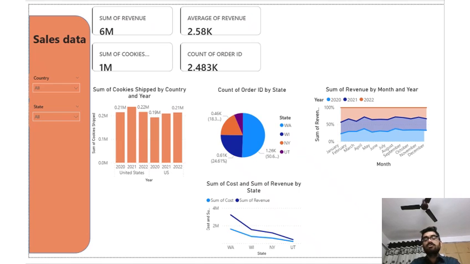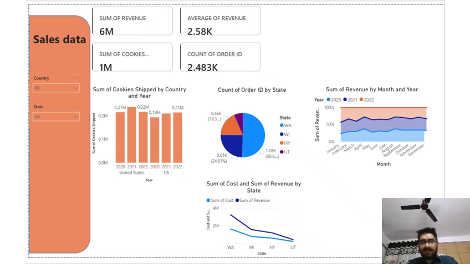the count of order ID was 2.483k. Additionally, sir, I have used filters like the country filter as well as the state filter. The dashboard will present the country filter if I click on the country, and the state filter if I click on the state filter.